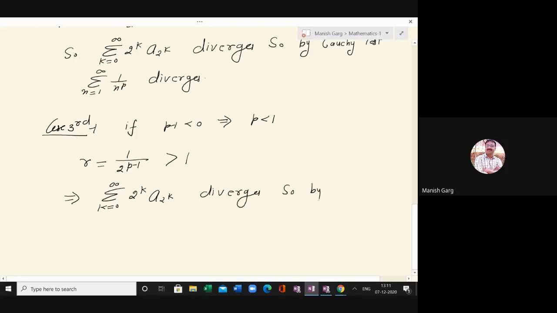So by Cauchy test, the series n is equal to 1 to infinity 1 upon n raised to power p also diverges. So this is the proof of the harmonic series which you used, which I told you earlier. If anybody has doubt in this Cauchy condensation test, then tell me. Now I move to the next nice result.